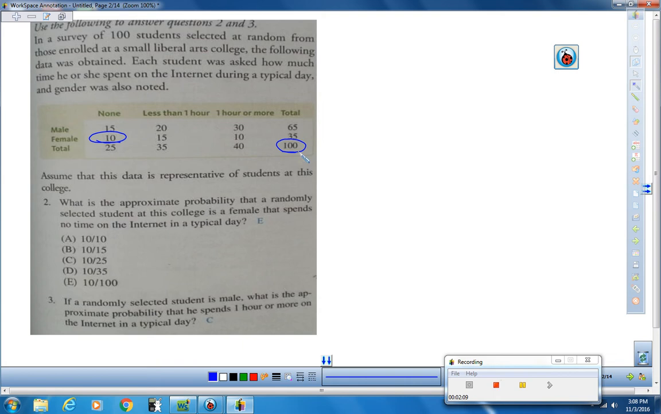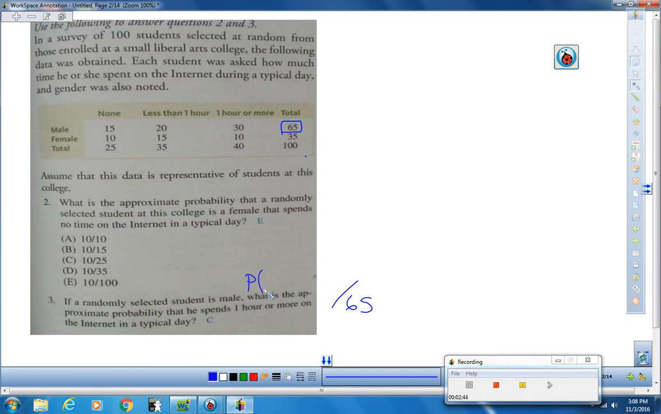Okay. If I look at number 3, it says if a randomly selected student is male. So we're basically saying that we know that this student is male. So our sample space has effectively been reduced to 65 people. So I know this one's going to be out of 65. Okay. If a randomly selected student is male, what's the approximate probability that he spends 1 or more hour on the internet in a typical day?